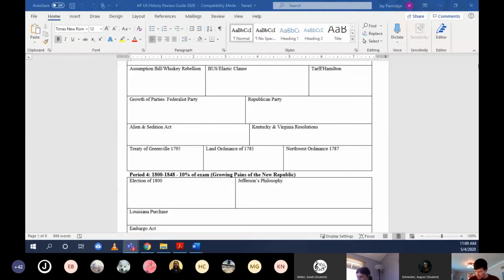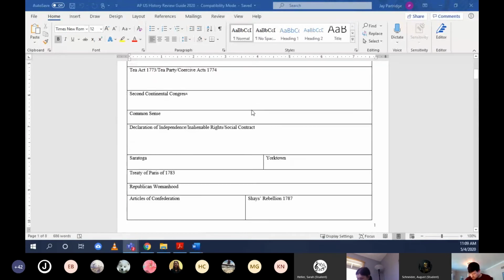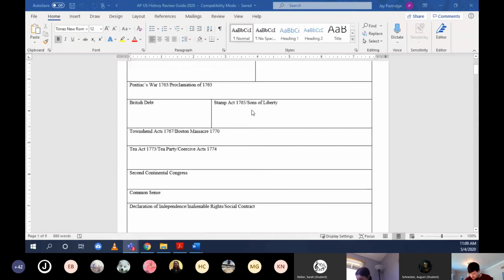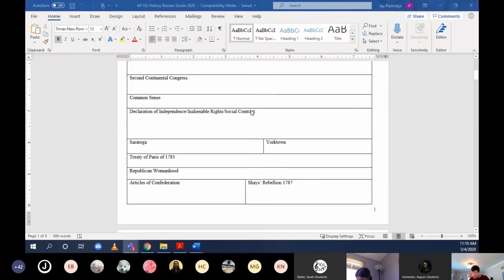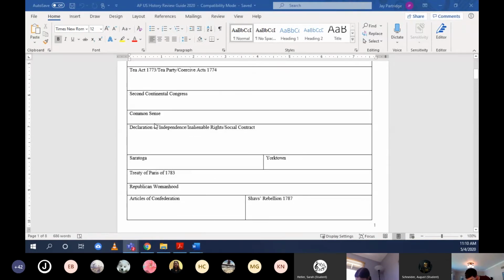Next, Saratoga. I'm trying to find Saratoga. Okay, Saratoga, is that page 2 or is that page 1? Yeah, page 1. Saratoga, about three-quarters of the way down the page.